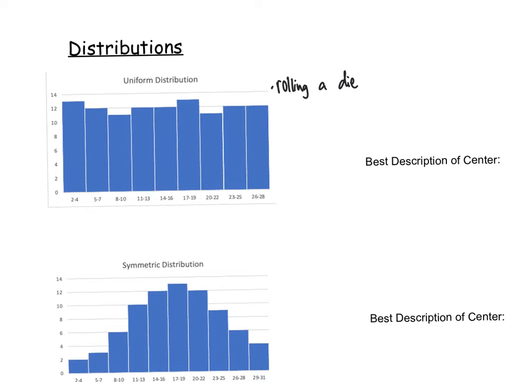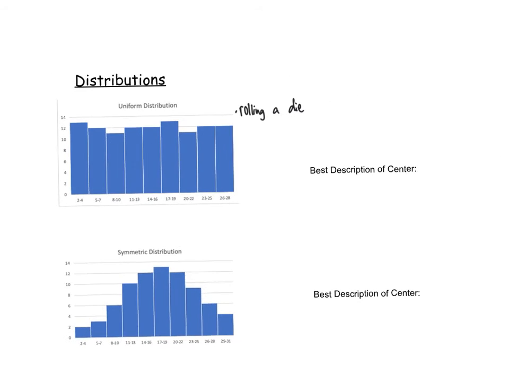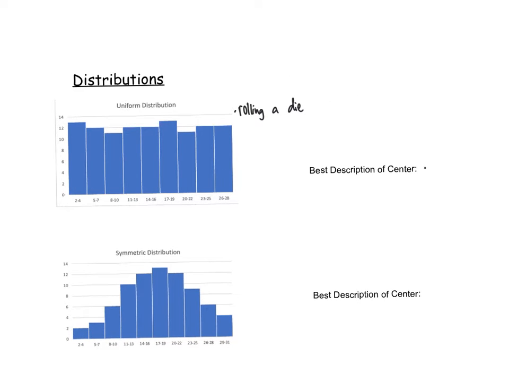And then for each of these, we're going to talk about, well, what would be the best description of the center? We talk about the mean, the median, or the mode. And so with this one, really none of them are a good description of the center. And the reason why is because the outcomes on the far right and far left are just as likely as in the middle. So finding the middle really doesn't tell us a whole lot about the data.